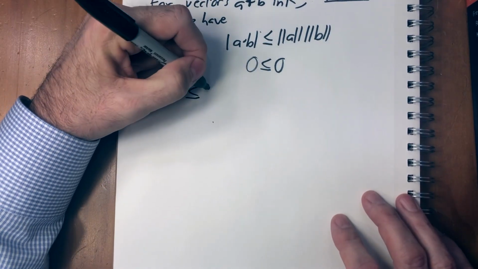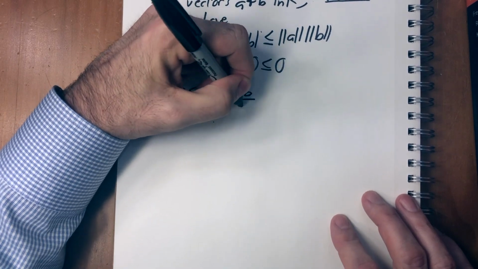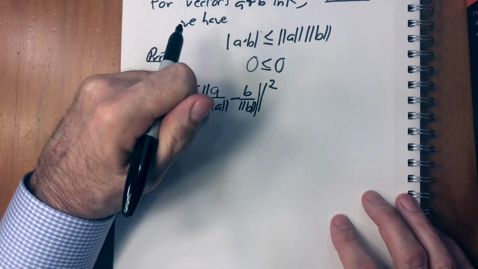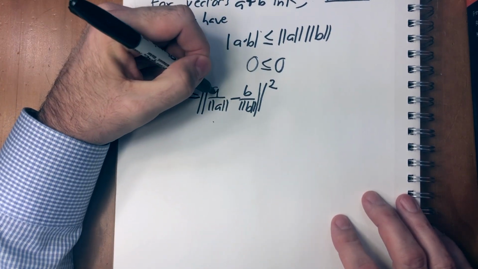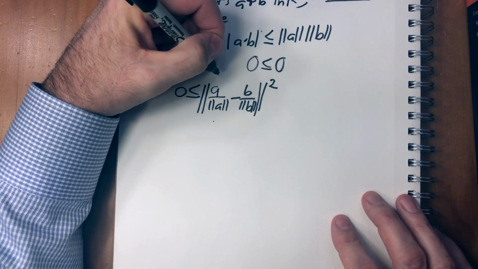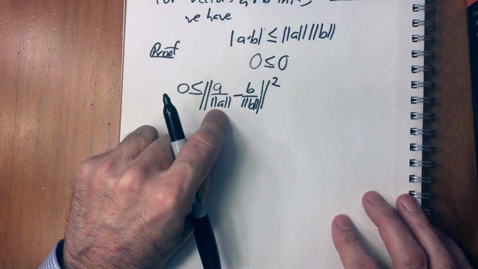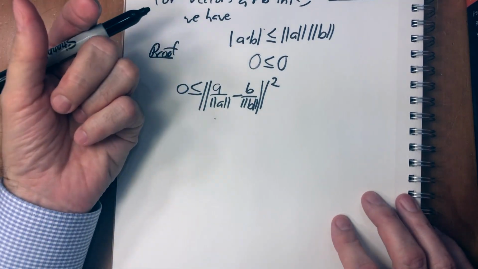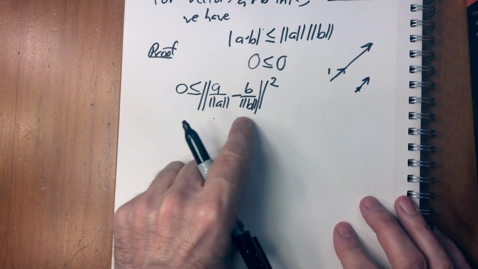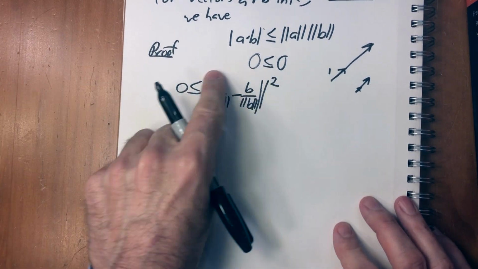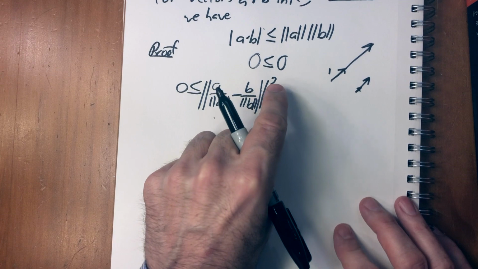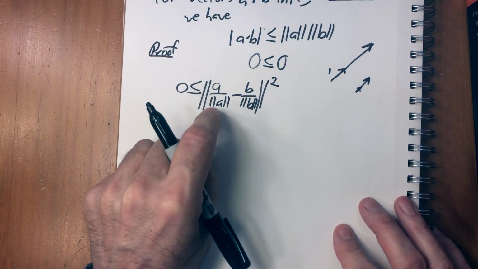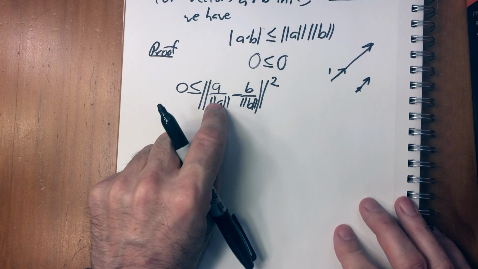If that's true, we have the following inequality, that 0 is less than or equal to the norm squared of a over the norm of a minus b over the norm of b. So this is a normalized vector, which means that the vector might have any length. It could be very short or it could be very long, but we divide it by its length, and then we end up with a vector in the same direction that is 1 unit long. So both of these are 1 unit in length. And then here again, this is the norm squared. So this is the vector from b to a, and this is the length of the vector from b to a squared.